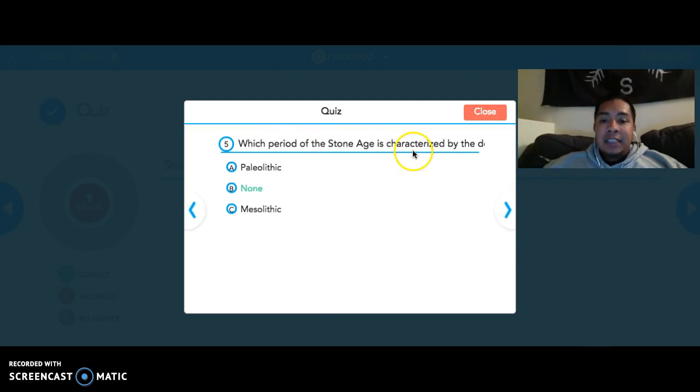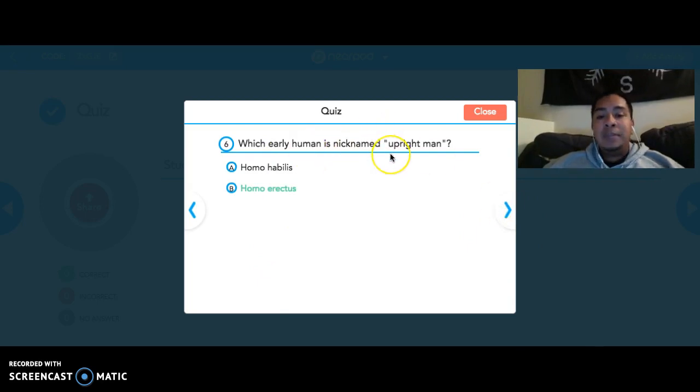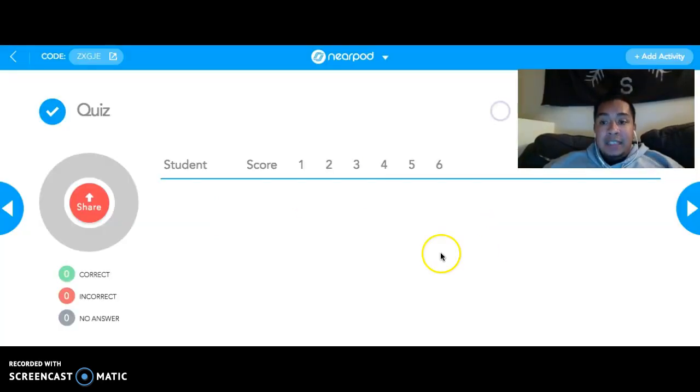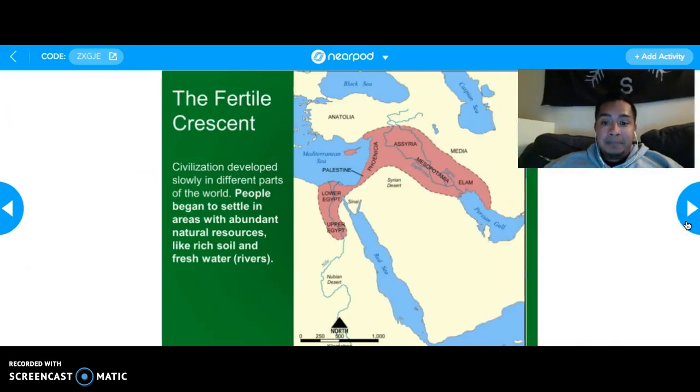Which period of the Stone Age is characterized by the development of writing? Actually, it's none, because remember I said that in the Stone Age there was no writing. None of the periods of the Stone Age had writing, so none of them were the correct answer. And which early human is nicknamed Upright Man? Homo erectus was Upright Man, and Homo erectus was actually the one that developed or could make fire.